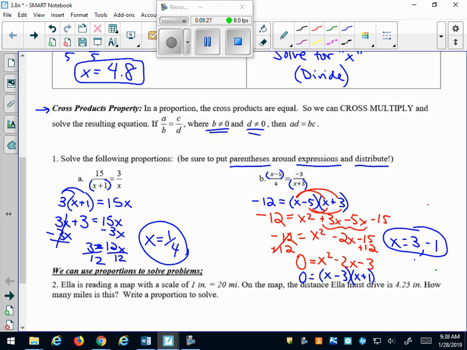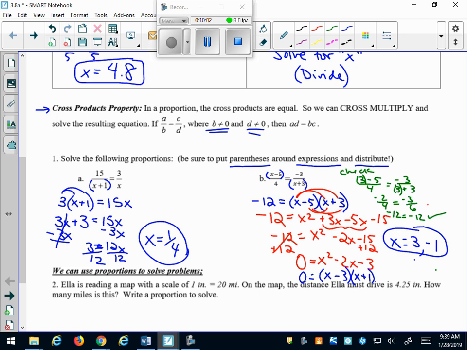We had x minus 5. So if we're going to check whether 3 works, 3 minus 5 over 4 equals negative 3 over 3 plus 3, right, where we're plugging in our value of x. What's 3 minus 5? So this becomes negative 2 over 4, and this is negative 3 over 6. 3 plus 3 is 6. When you cross multiply, you get negative 12 equals negative 12.